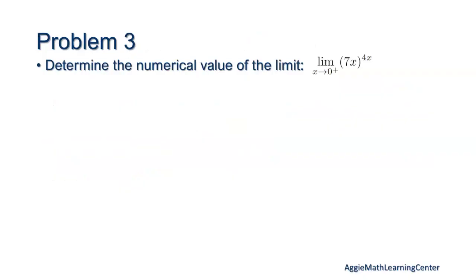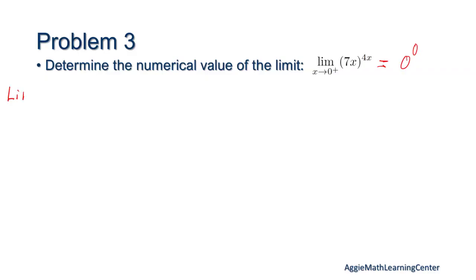Problem number 3, determine the numerical value of the limit as x approaches 0 from the right-hand side of 7x to the 4x power. So, like any limit, let's just evaluate it, see if it ends up being indeterminate. So, 7x, when evaluated at 0, is 0. And then 4x evaluated at 0, 0. Boom, that's one of our indeterminates. Okay. So, we need to do this e to the ln kind of stuff.